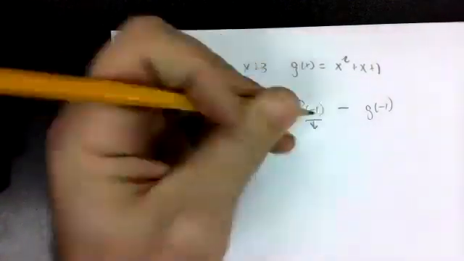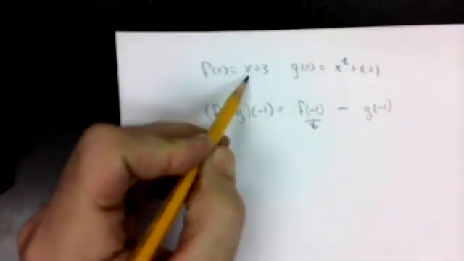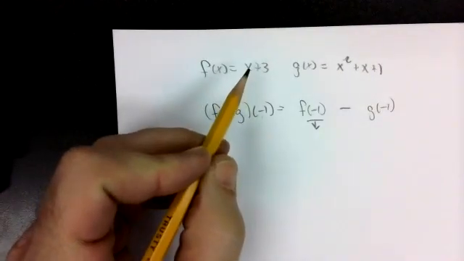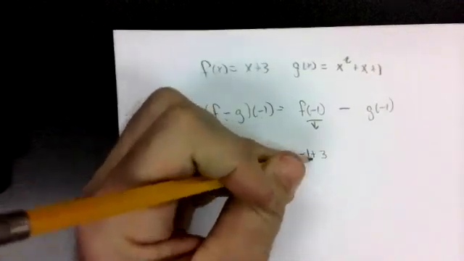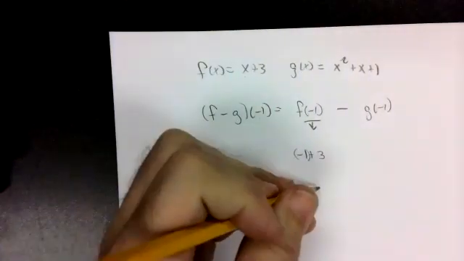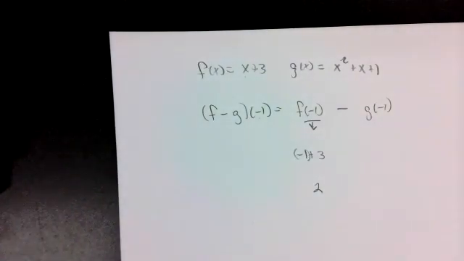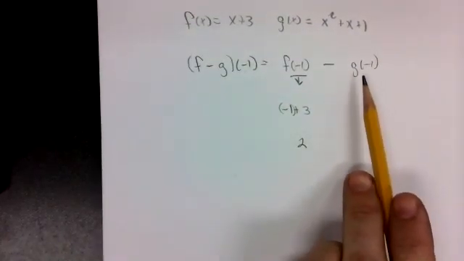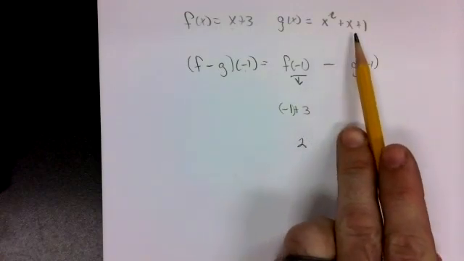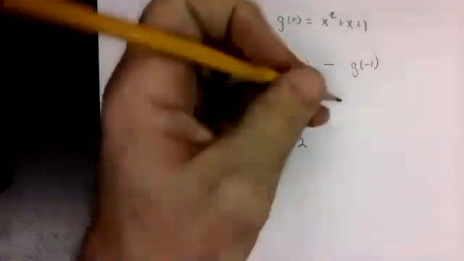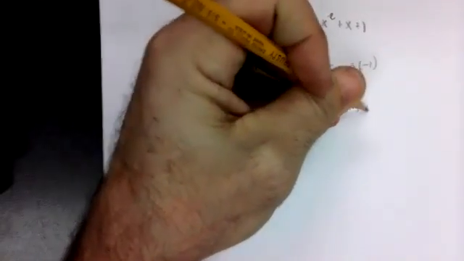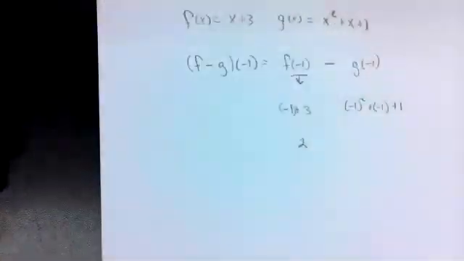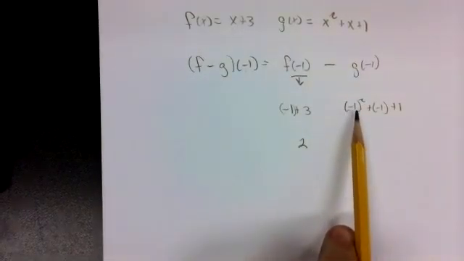So again, f of negative 1 implies plugging negative 1 into the x of the f function. So negative 1 plus 3 is 2. g of negative 1 implies plugging negative 1 into both x's of the g function. And again, this one in particular, the parentheses matter.